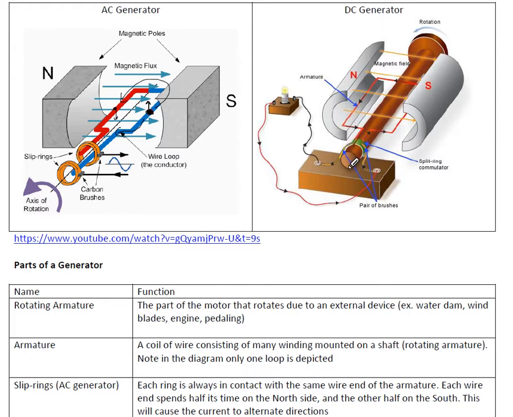In this DC generator, how it works is we have a single ring, but notice how it's broken right in the middle. It's not connected right there in that middle piece. So when this loop rotates, the left side is always connected to the left metal piece, and the right side is always connected to the right piece. You end up getting the current to always be in the same direction.